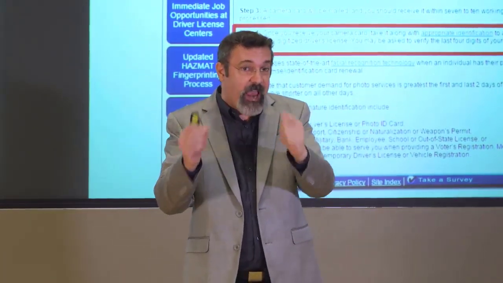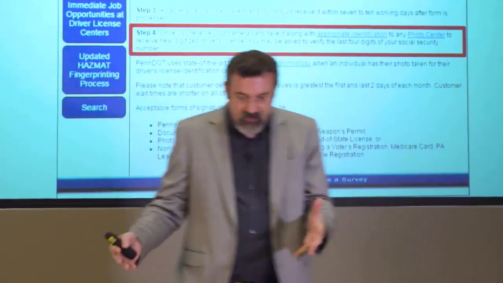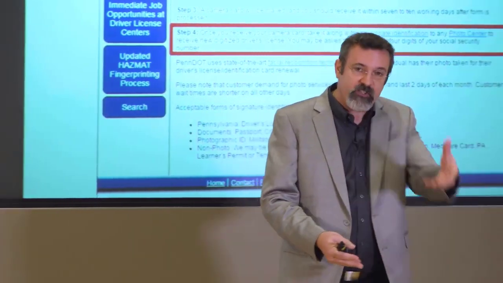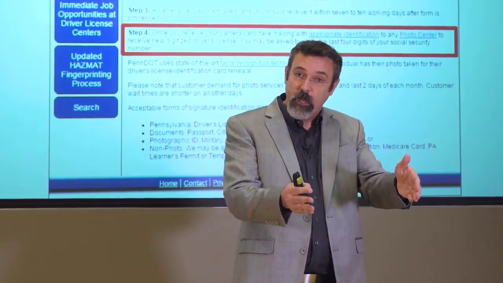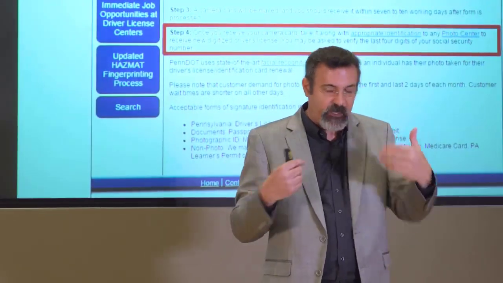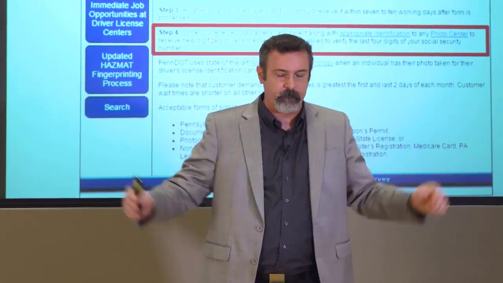I then take this envelope to my mailbox, put it in, go back to the house, wait 7 to 10 working days, come back to the mailbox, and in there is another piece of paper. I then take it to my car, I drive to the photo license center, I sit in the chair, they take my picture, they give me the license. Total time to transaction, 7 to 10 working days.